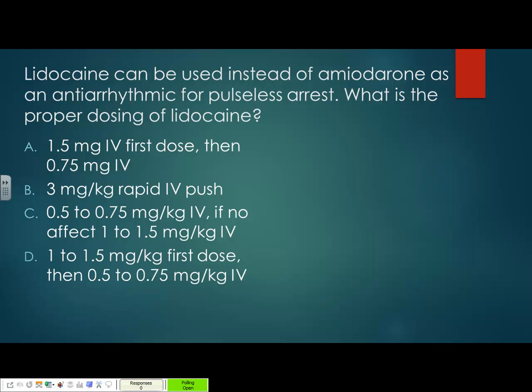Y'all look so excited to be here. Alright. So lidocaine can be used in place of amiodarone if it's the only thing available. What's your proper dosage of lidocaine?